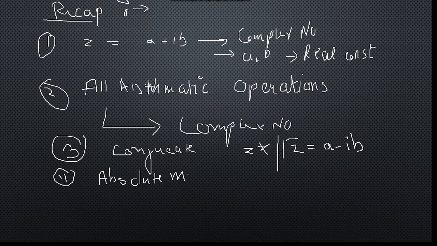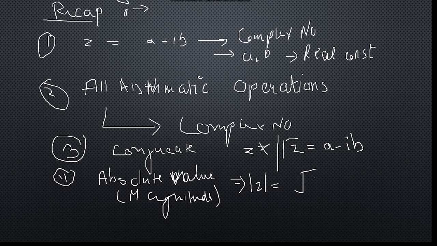Fourth, the absolute value or magnitude of a complex number can be defined by Z into its conjugate, which turns out to be the square root of A square plus B square.